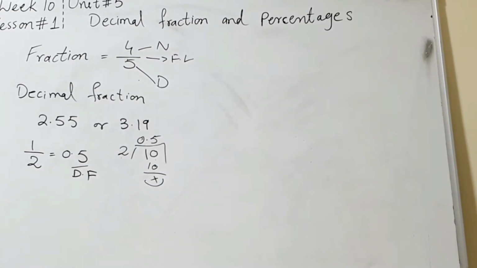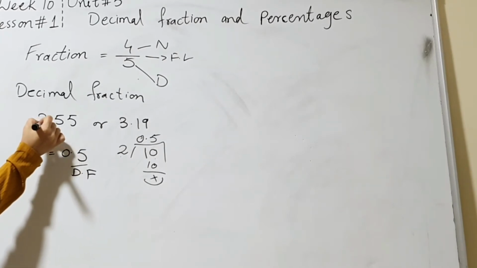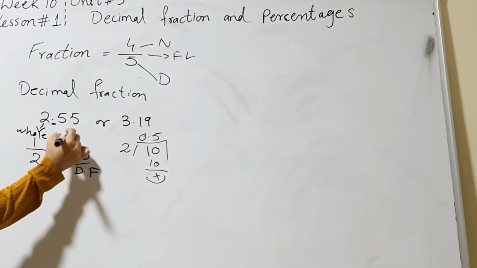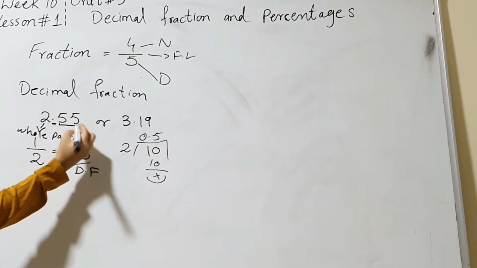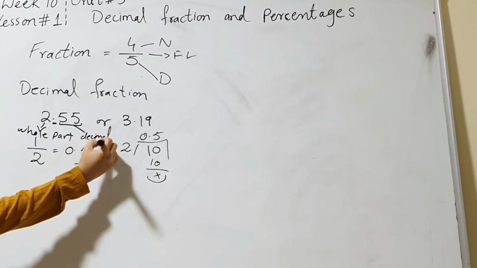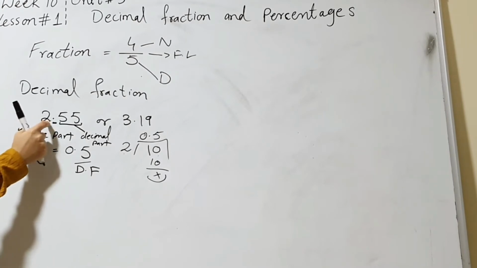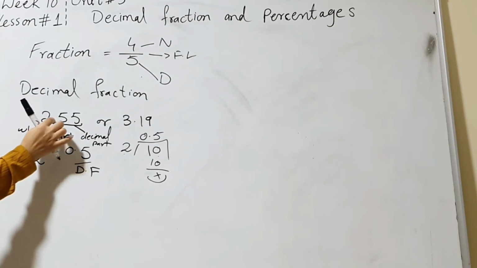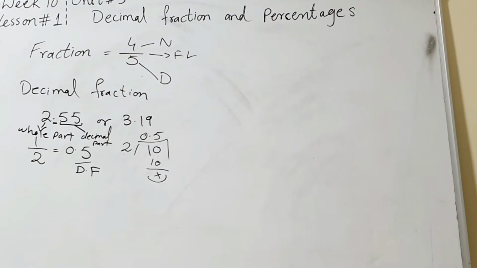And each decimal fraction has 2 parts. Before decimal point, this part is called whole part. And after decimal point, 5 and 5, this is called decimal part. Each decimal fraction has 2 parts. Before point, the digits are called whole part of the decimal fraction, and after point, the digits are called decimal part of that decimal fraction.